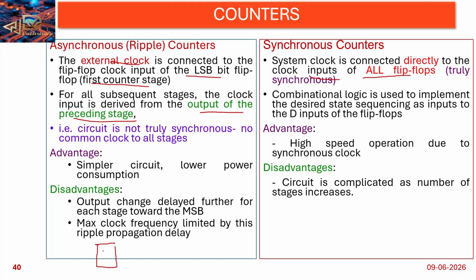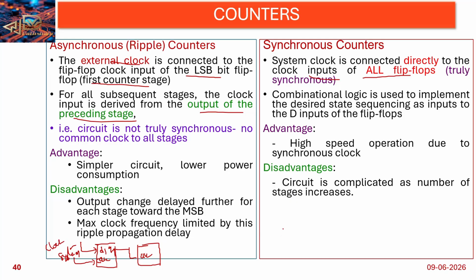Here is how it is connected in synchronous counters. This is my data input. Here only I am connecting the clock. I am getting the output called Q1. This is D1. This output is connected to the clock, so this clock is derived. This is the system clock.